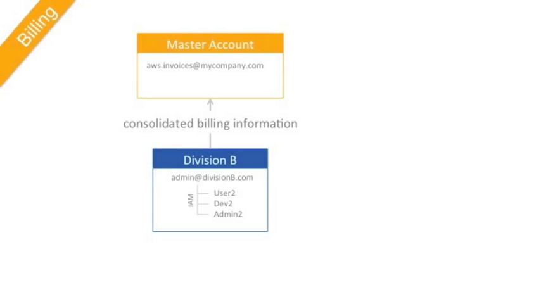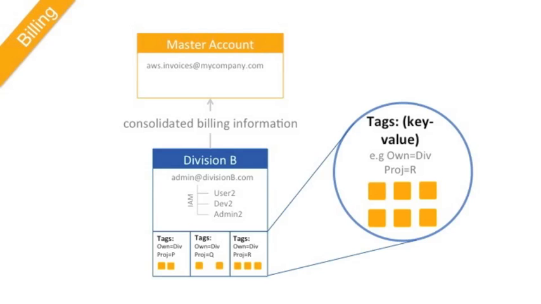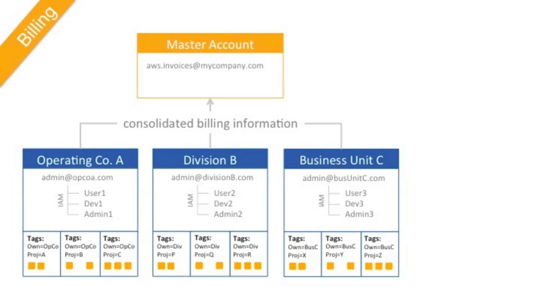And division B has an IAM structure of different users and admins, and within there you may be tagging resources. So tagging, for example, EC2 resources with a key value pair to say these EC2 resources belong to this project, to this dev test environment, to this production environment, and so on. And you can have multiple of those sub-accounts being passed up by consolidated billing into the master account. And they've all got their individual tags, their individual user bases and so on.